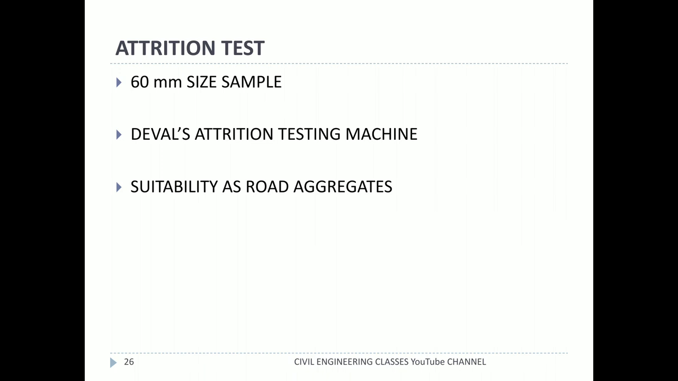So this sample has to be put in the attrition testing machine, and it is rotated at a 30 rpm rate and taken out after a certain period and has to be sieved through a 1.5 mm sieve, and we have to find the percentage wear.